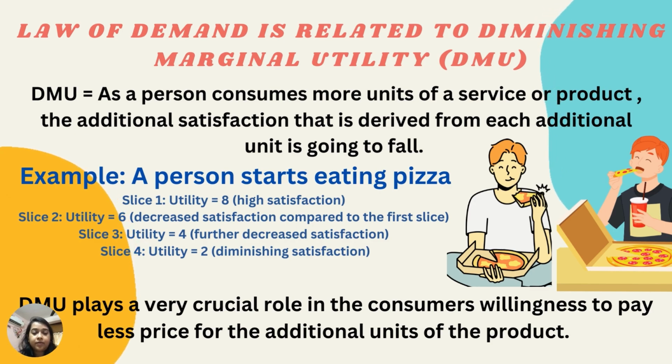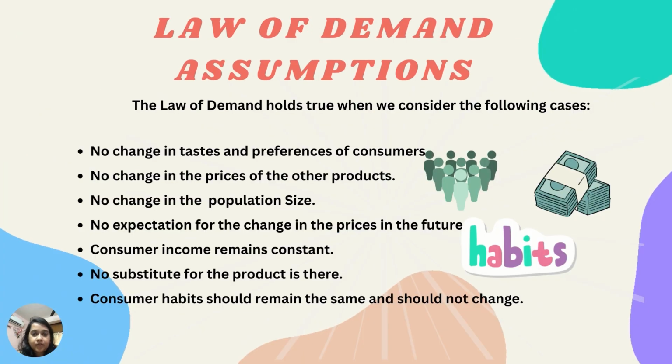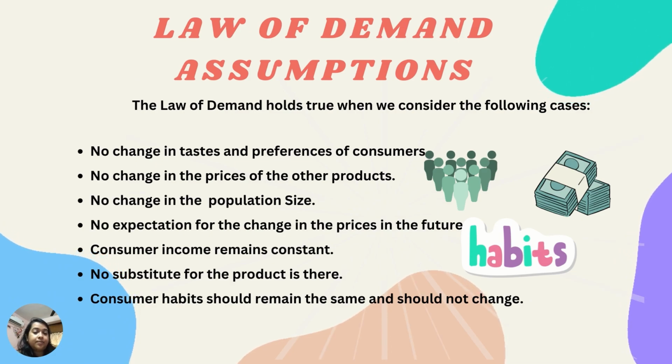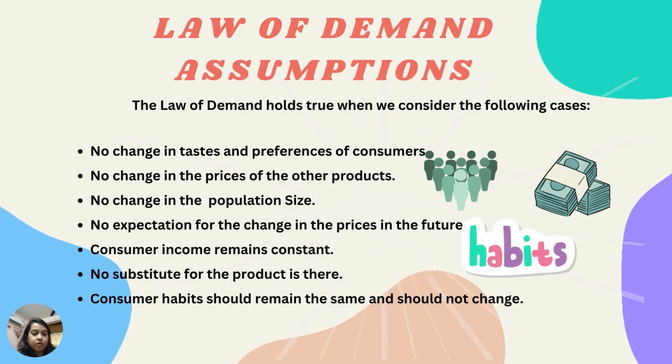Here I have given a very good example of pizza. You can see slice 1 gives a utility of 8, and as soon as you reach slice 4, the utility has reduced to 2, and this would eventually get to negative satisfaction. Now we understand what the assumptions are that are considered for the law of demand.